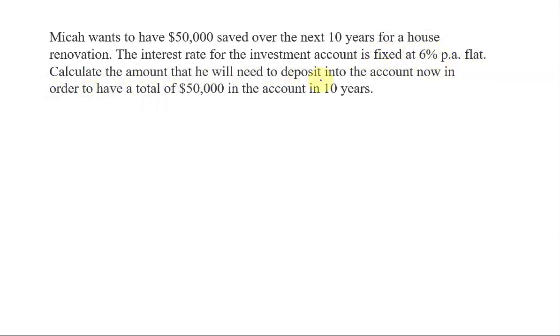Calculate the amount that he will need to deposit into that account now in order to have a total of $50,000 in the account in 10 years' time. So the total amount that Micah wants to have in his account is $50,000. We know the interest rate is 6%, so 0.06 or 6 out of 100. And we know the number of years for the investment is 10.